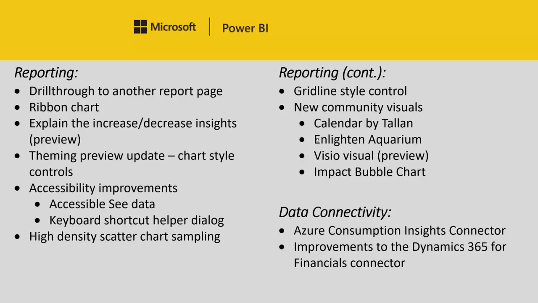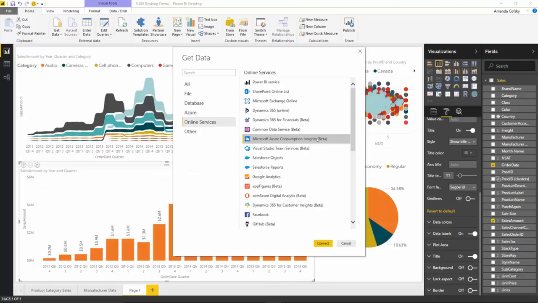And the second bullet point here is improvements to our Dynamics 365 for Financials connector. You'll also find this connector under Online Services in the Get Data dialog, Dynamics 365 for Financials beta. The two improvements we made both are around usability. So the first is that we've enabled Azure Active Directory sign-on instead of just the basic. So you'll be able to authenticate through that option as well. And then we also can now auto-detect your endpoint for Dynamics 365 for Financials whenever you sign in with your credentials. So this just makes it a whole lot easier to use.